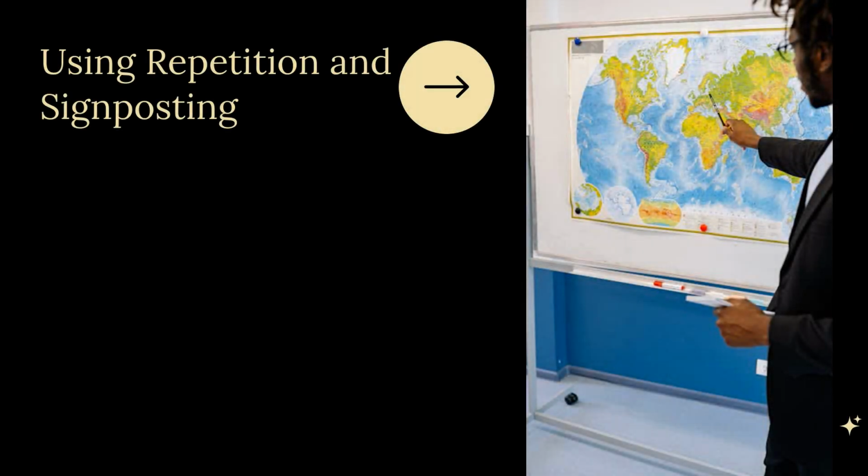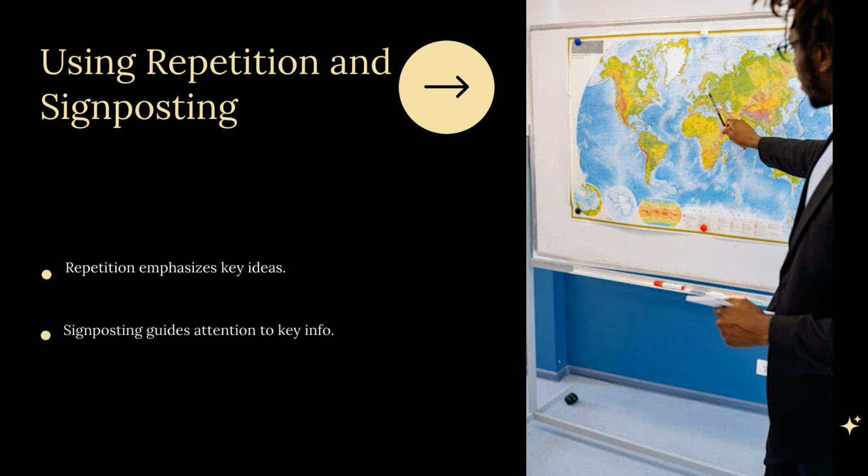Emphasizing key points can be achieved through repetition or signposting phrases like, "The main point is," or "to summarize." For instance, the main point here is that understanding genre improves communication. Let's look at why that matters. Highlighting key ideas by repeating or rephrasing them, especially for challenging concepts, is effective. Using signposts can guide students' attention to important information.